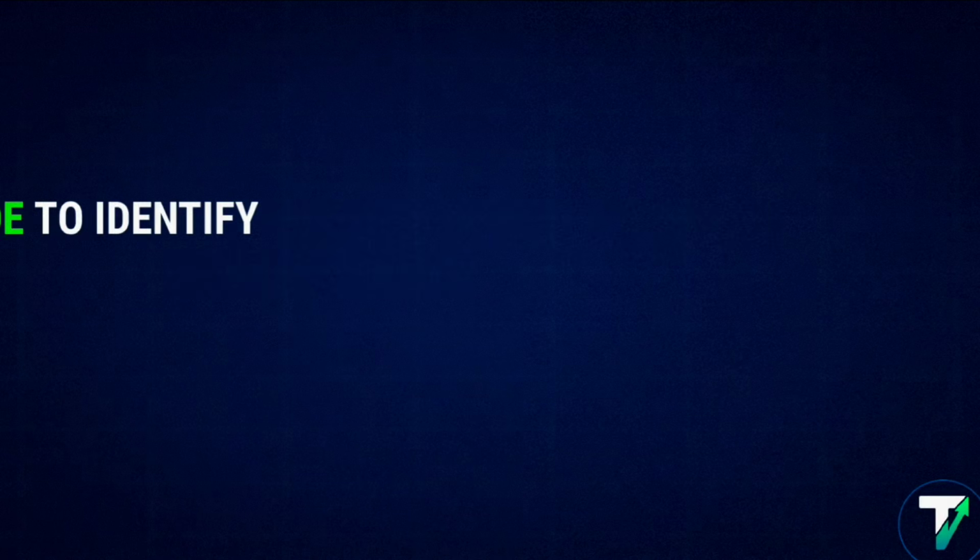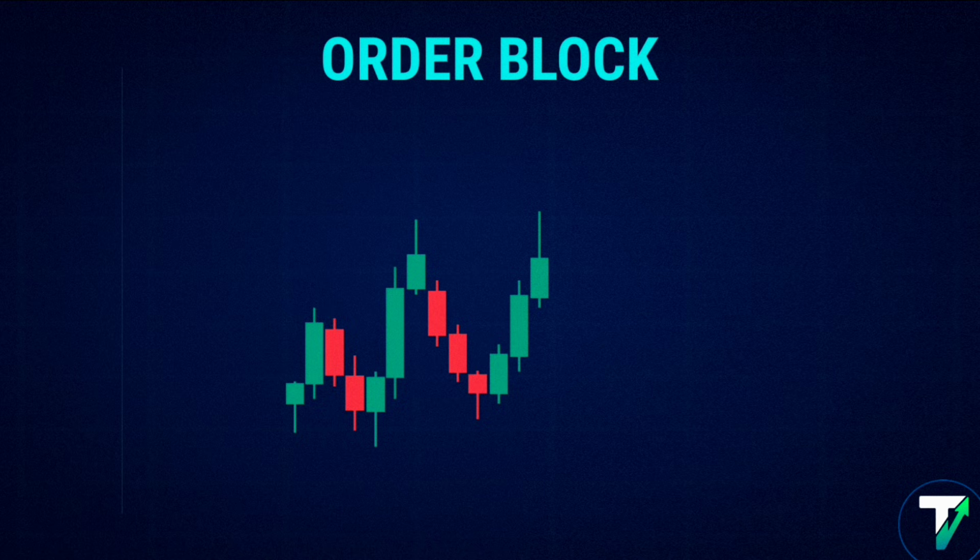Now let's clear the concepts of order block. So we will try to understand how to identify high probability order blocks on any chart. As soon as FVG is formed, we will mark that candle which causes imbalance as an order block.